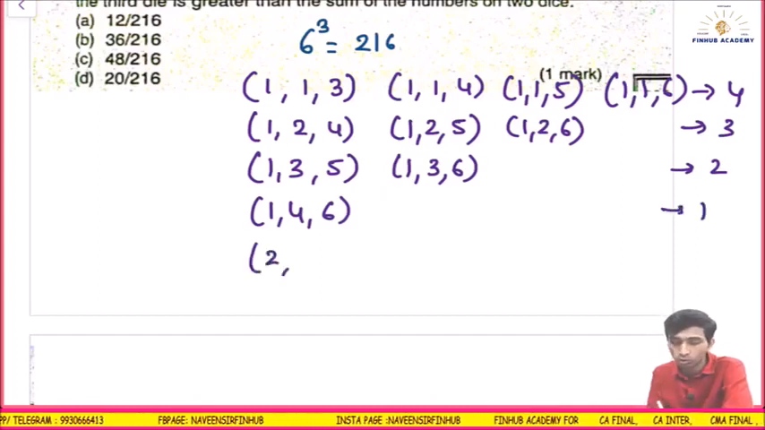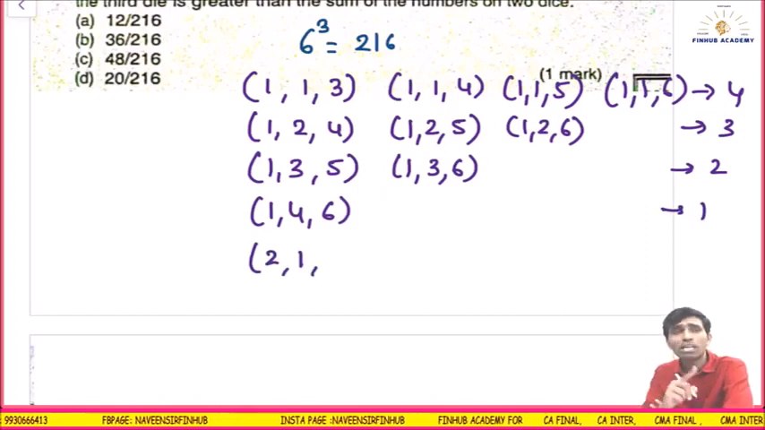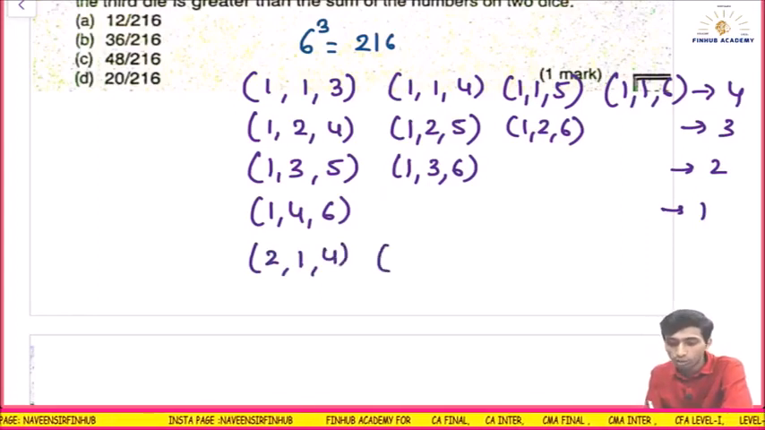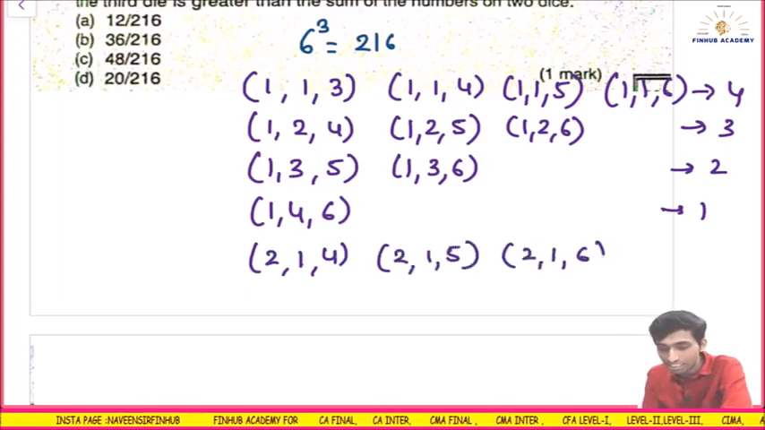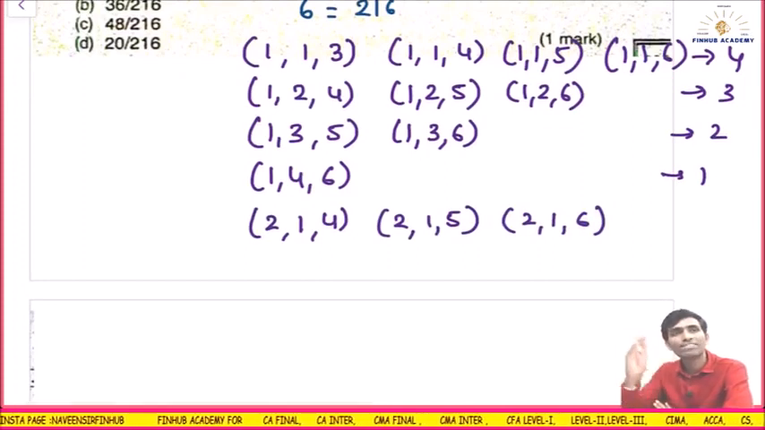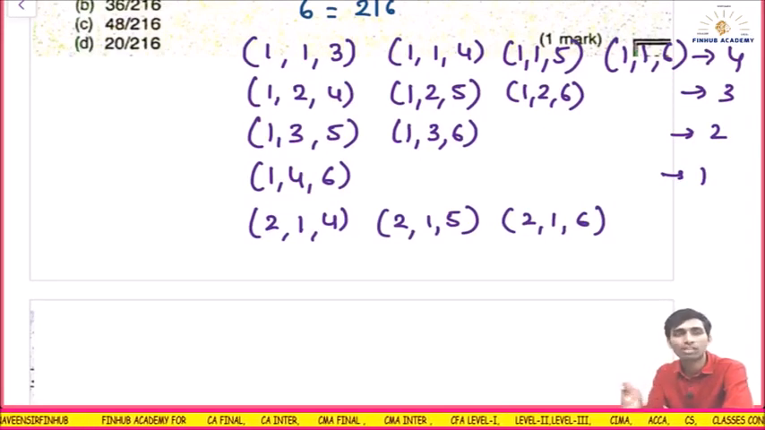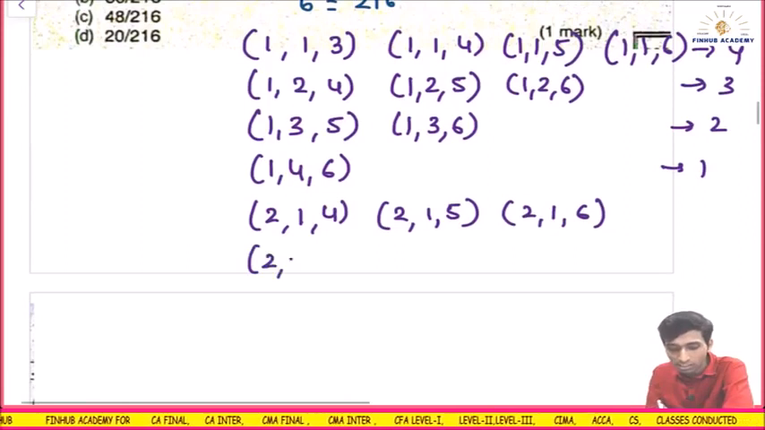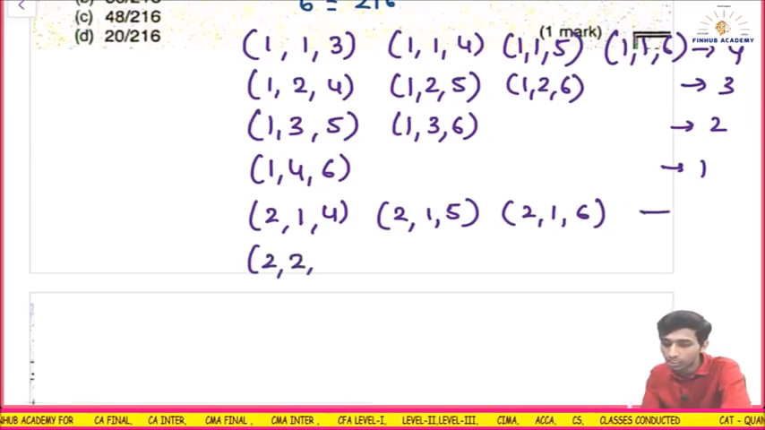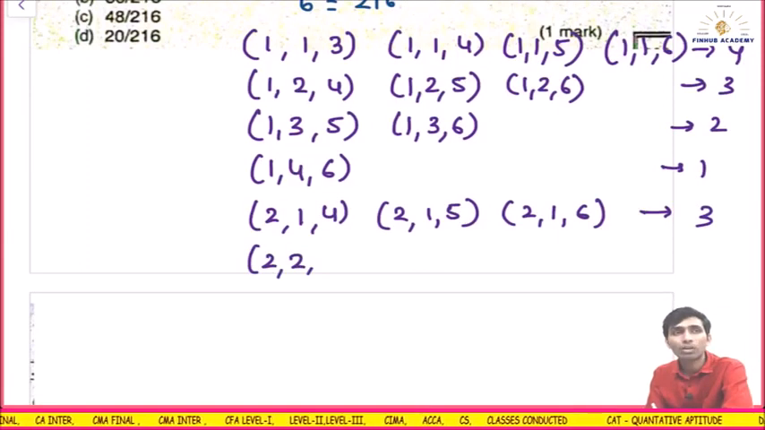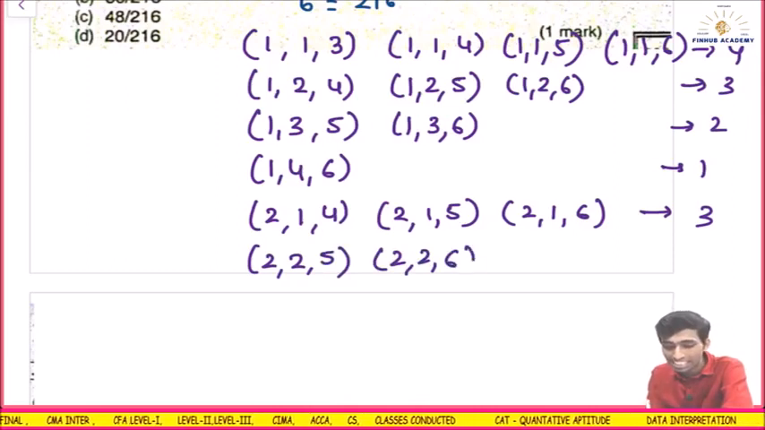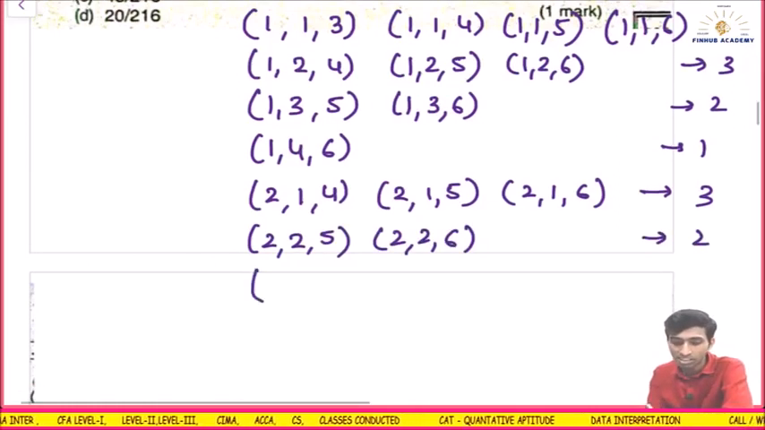Next I will start with 2. If first number is 2, second number is 1. So 2 plus 1 is 3. The number bigger than 3 is 4, so I will take 4. Keeping 2, 1 constant, it can be 5. 2, 1, it can be 6. Understood? 4, 5, 6 all are greater than 2 plus 1, 3. Correct? So I will take that. Next, keeping 2 as constant, I will start with the 2 series. Here also I got 3. So 2, 2, I can't take 1. 2 plus 2 is 4, so I will have to take 5. 2, 2, I can take 6. So here there are 2 numbers.